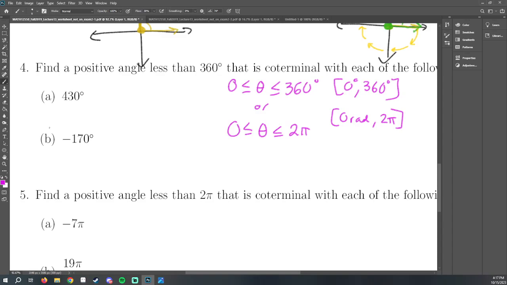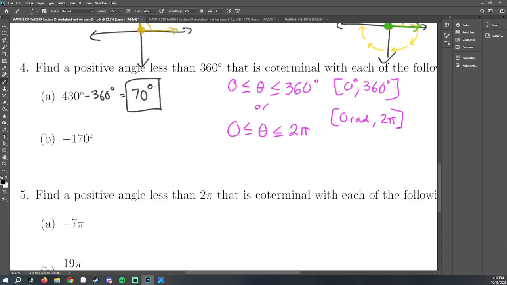So for example, to get 430 degrees within the range 0 to 360, which is thought of as the appropriate range for degrees, we do 430 minus a full circle. 430 minus 360 gives us 70 degrees. And so what we would say is 430 degrees is coterminal to 70 degrees. That said, in this problem they don't ask us to make a statement like that. They just ask us to give the angle that's positive and coterminal and less than 360.